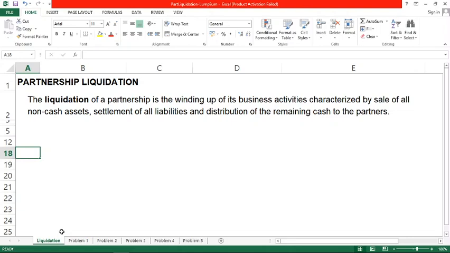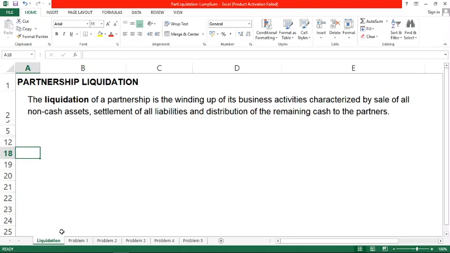So compared to dissolution, liquidation is the process of giving an end to the life of the partnership. Dissolution, remember, is just a temporary interruption of our operation because of withdrawal of an old partner, or it could be an admission of a new partner, a death of an old partner, or it could be the incorporation of a partnership. So those are four causes of dissolution. But despite these interruptions, the partnership will continue to operate after some adjustments.